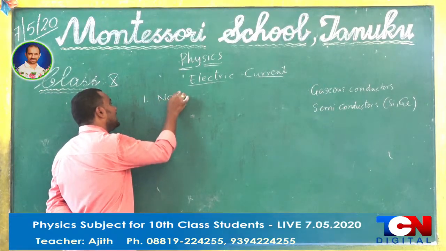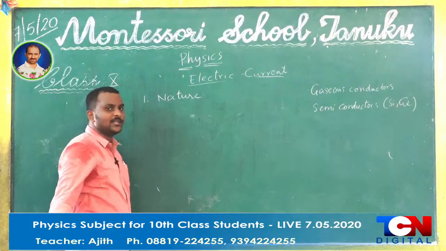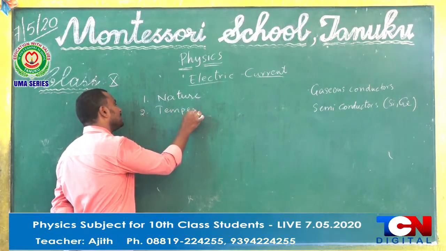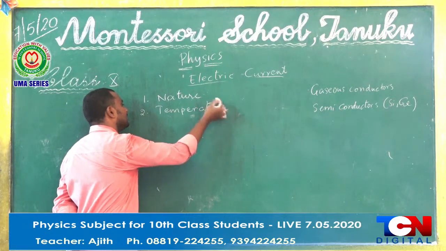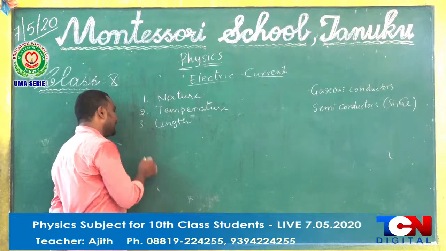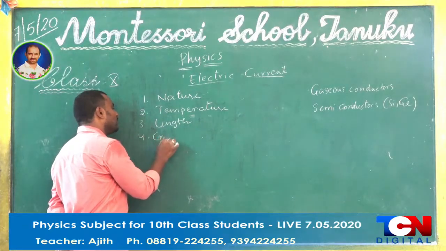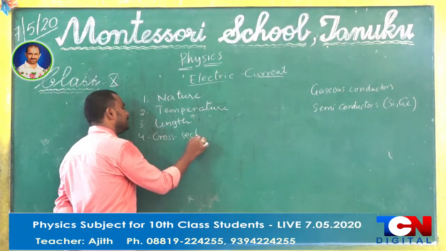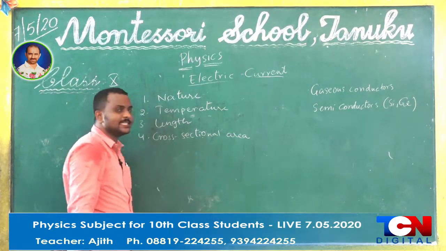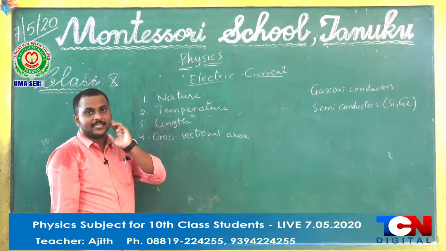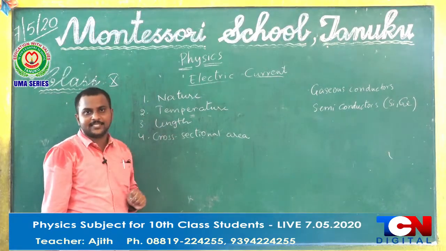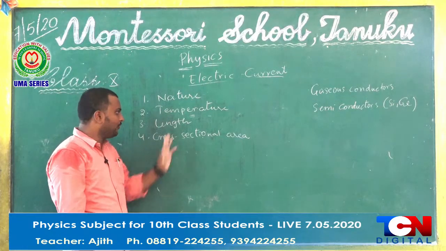The first one is the nature of the substance. The second one is the temperature, which we have already discussed. The third one is the length of the conductor, and the fourth one is the cross sectional area. So these are the four factors that affect the resistance of a conductor. For this we have 4 activities in the textbook. They are important, so look at all the 4 activities.